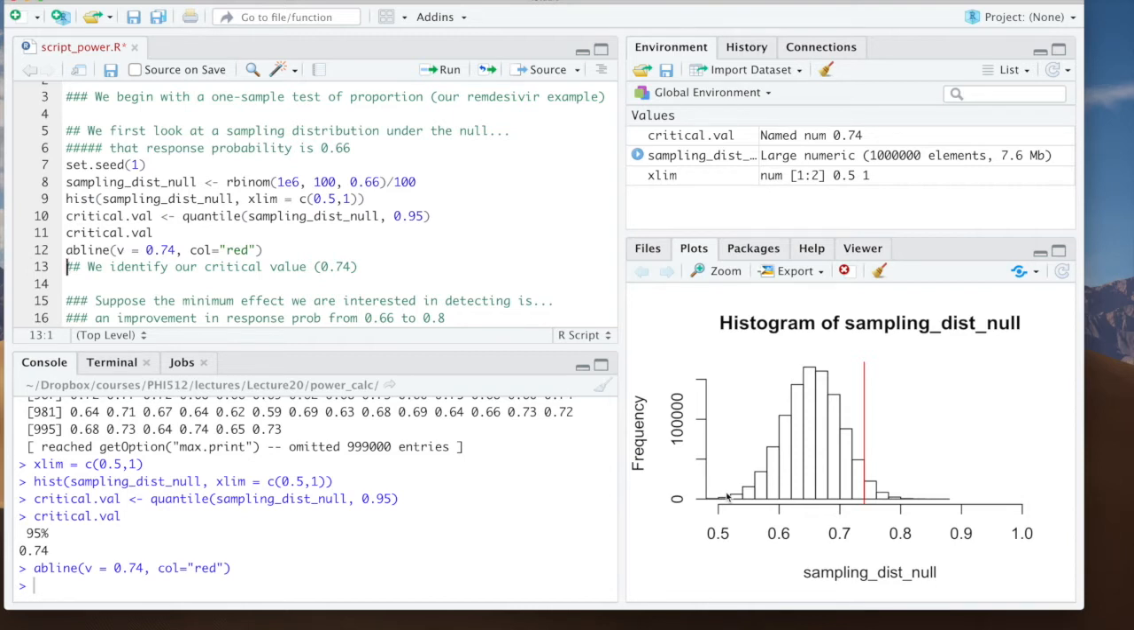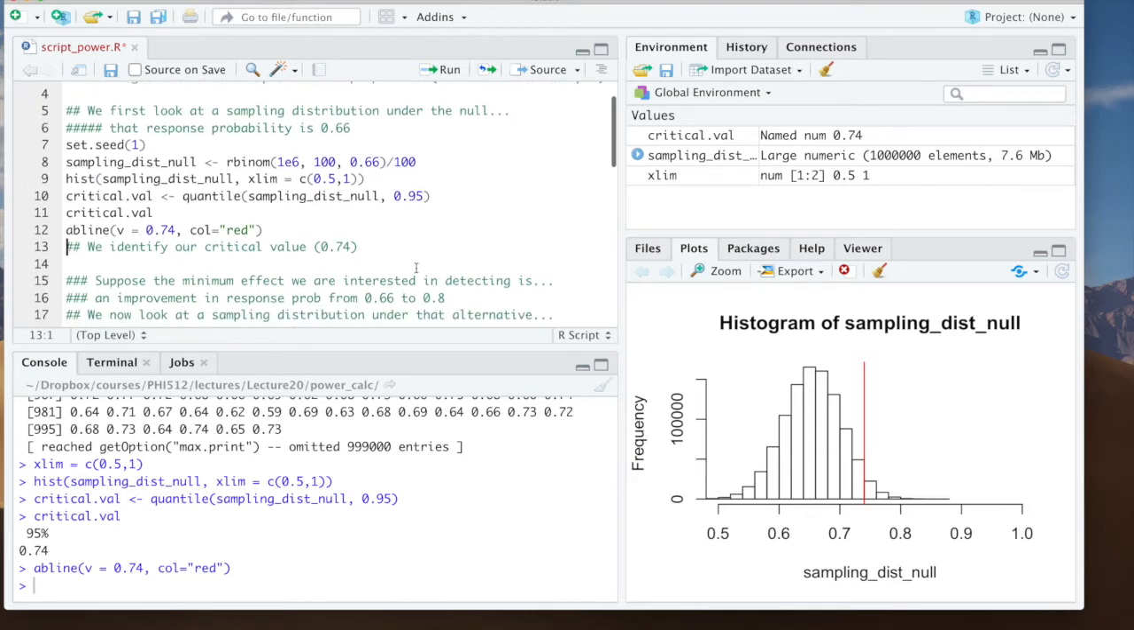So let's imagine we either believe that the response probability on remdesivir is 0.8, or maybe we think that anything below 0.8 is not really clinically important or worth detecting, which again, in this scenario, may be totally wrong. We might be interested in detecting something less than that. But for the sake of this evaluation, let's imagine we wanted to identify the power under an alternative scenario where, in truth, patients on remdesivir had a 0.8 probability, or an 80% chance, of responding.